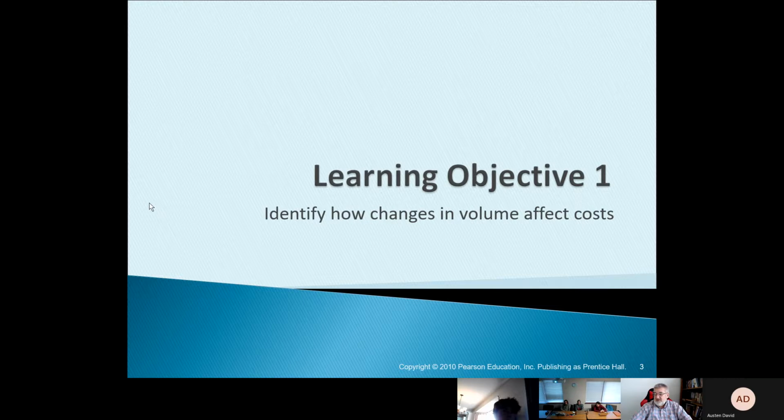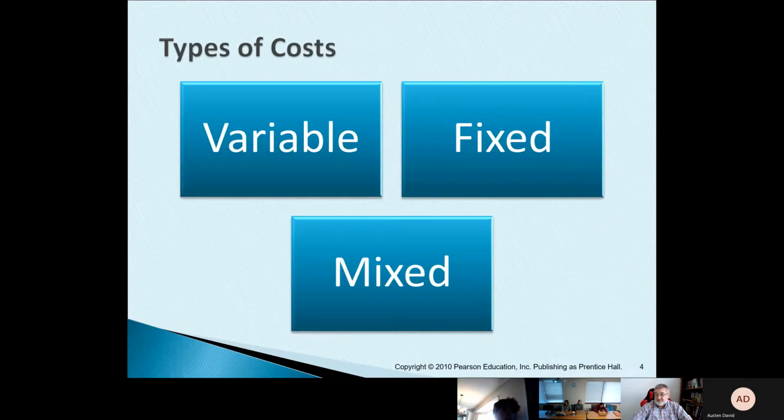Okay, so our first learning objective today is to identify how changes in volume affect our costs. So far we've talked about costing, and that's how we process and calculate different costs. This is going to be straight up, what are our costs?